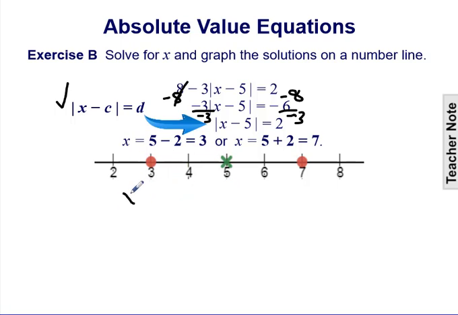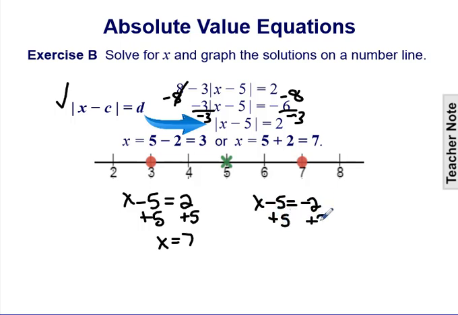You can also solve it algebraically, where x minus 5 equals 2. And if you add 5 to both sides, you get your solution of 7. And then x minus 5 is equal to -2, where we add 5 to both sides and we get our solution of 3.